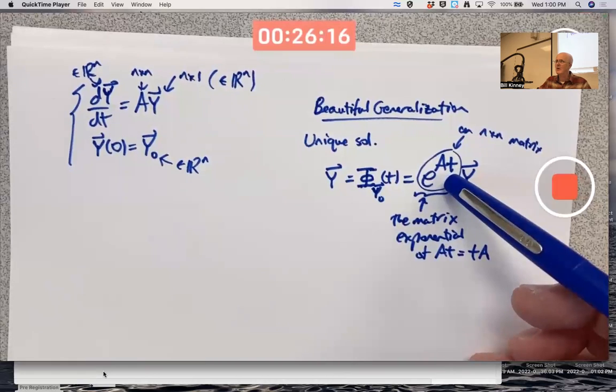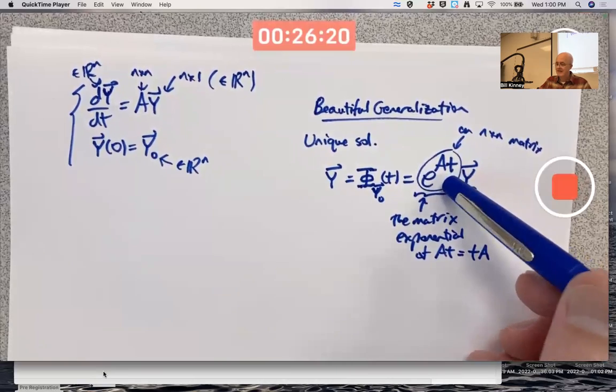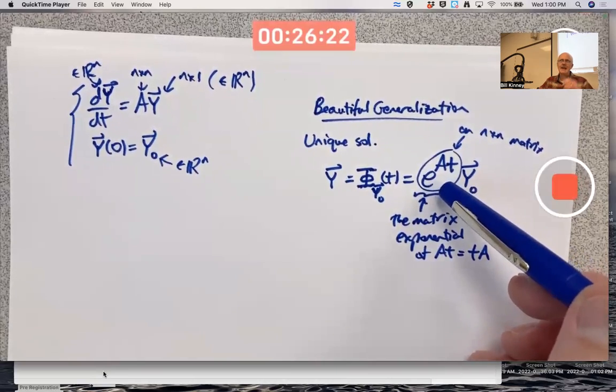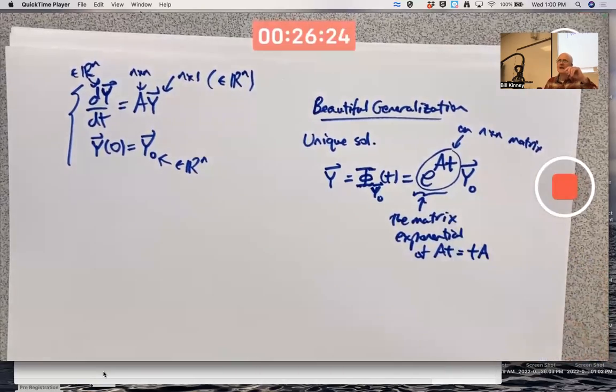What was hypothesized, a natural thing to hypothesize, is that this must mean take every entry of A times t and make it the power of e to make a new matrix. That's a good guess, but it's actually incorrect. That would be, it turns out, a little too simplistic.